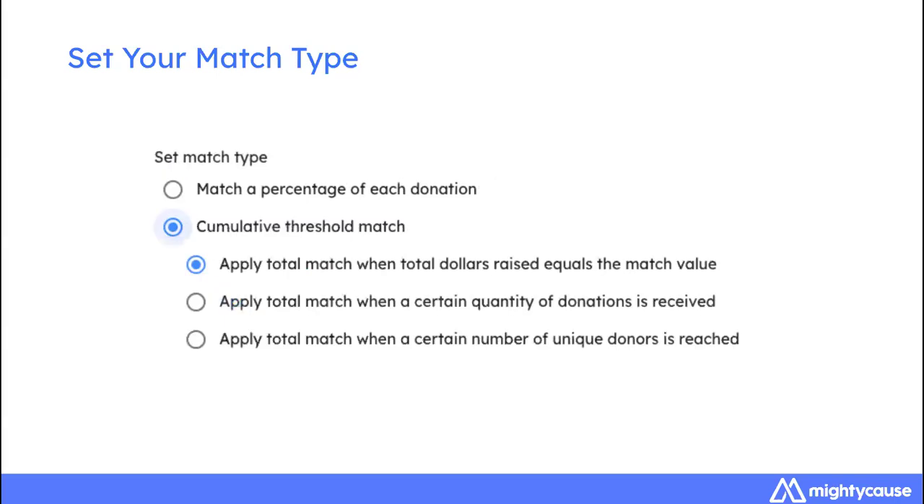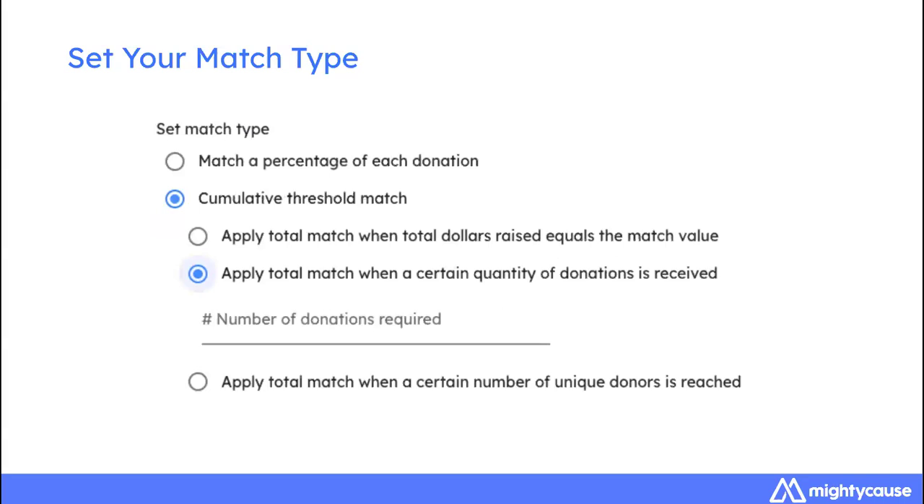Cumulative threshold match. Cumulative threshold matches operate similar to a challenge, where funds will not be released until your donors have reached the preset goal. Apply total match when cumulative donations equal the match value. This is an all or nothing match. For example, a grantor agrees to give $10,000 only if you can raise $10,000. If the total value is not met before the scheduled end of your match, then nothing is matched. This can be a risky strategy that pays off in dividends to motivate your supporters to donate.